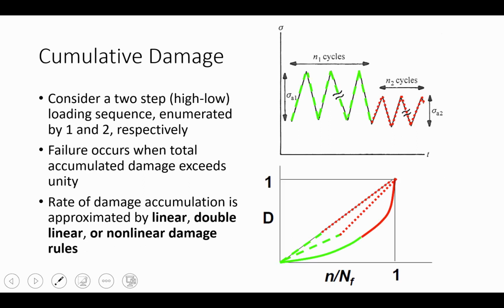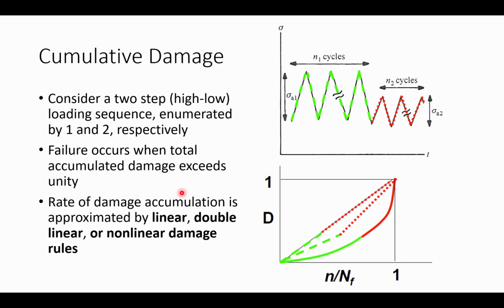Let's start with an example of a variable amplitude load. Here we consider a two-step loading sequence where we have a block of loads at a certain stress amplitude, sigma A1, and then we have another block of fatigue cycles at a stress amplitude A2. Failure occurs when the total accumulated damage in this body exceeds unity. And what we'll want to do is measure how much damage accumulates in each of these blocks and add them together to tell us if we've reached critical damage.